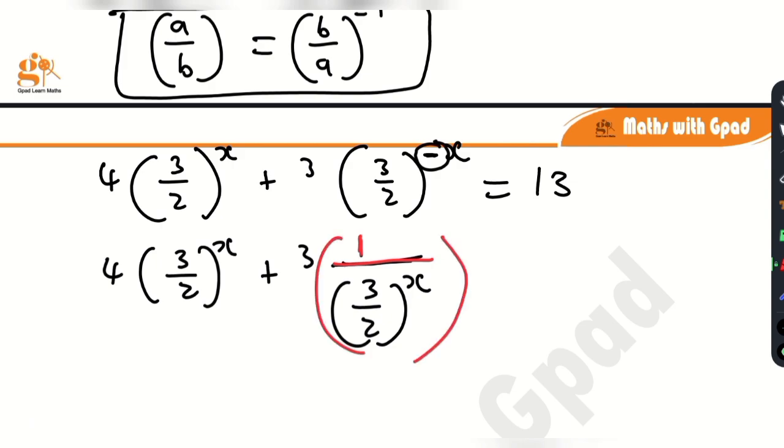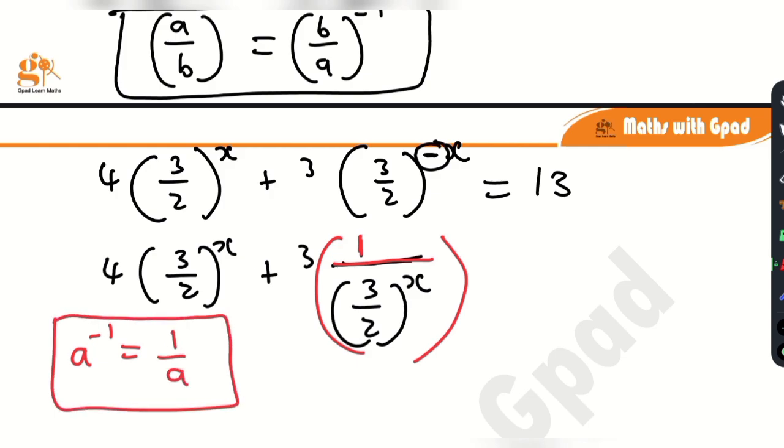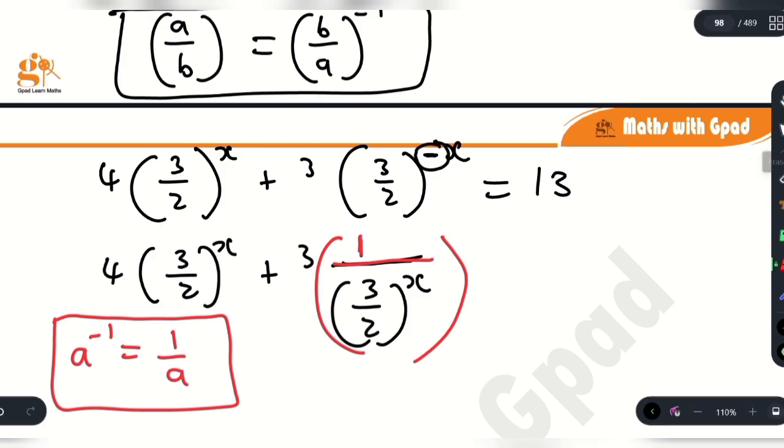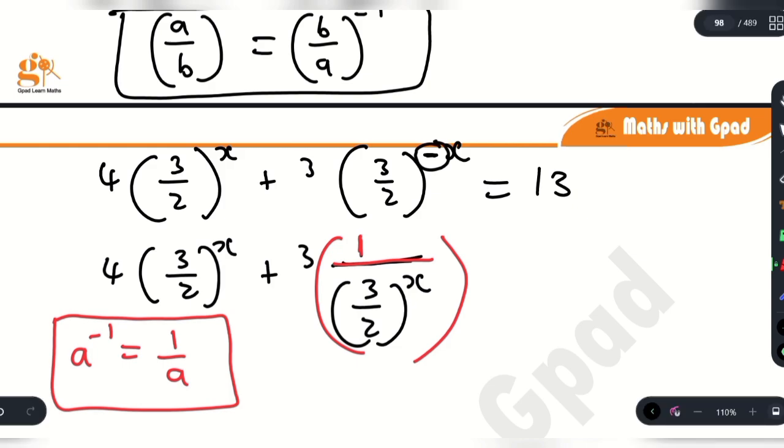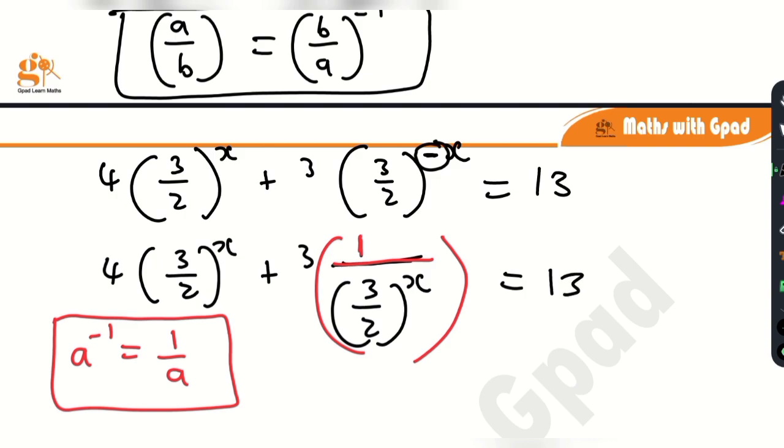If you have a raised to the power negative 1 and you want to rewrite this, you can write it like this: 1 over a. So this is a negative index law. So that's what I just did then. I removed the negative sign from the exponent, but I decided to take the reciprocal of 3 over 2 all raised to the power of x. Hence, I have 1 over 3 over 2 all raised to the power of x. Hope that makes sense now. So this is equal to what now? 13.